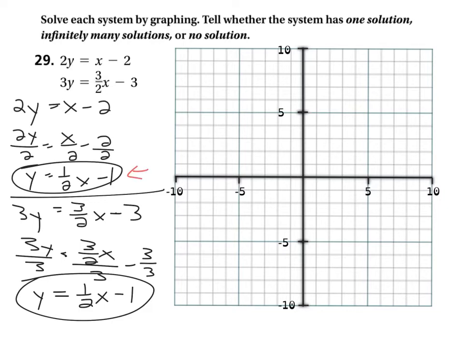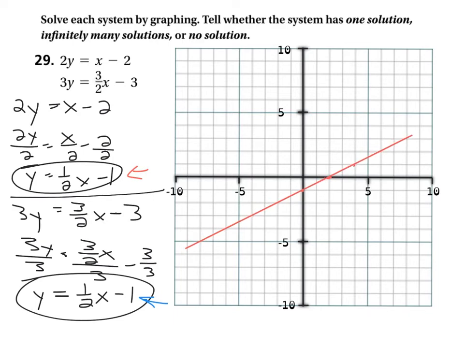So I'm going to graph this one in red. I'm going to graph this one in blue. Okay, the first one in red, I'm going to go down to -1, put a point, and then I'm going to rise 1, run 2, rise 1, run 2, and I'm going to do that with my line tool. I'm going to make that line, and it'll look like this. Okay, I'm just going to grab this end to straighten it out, make sure it's lined up.